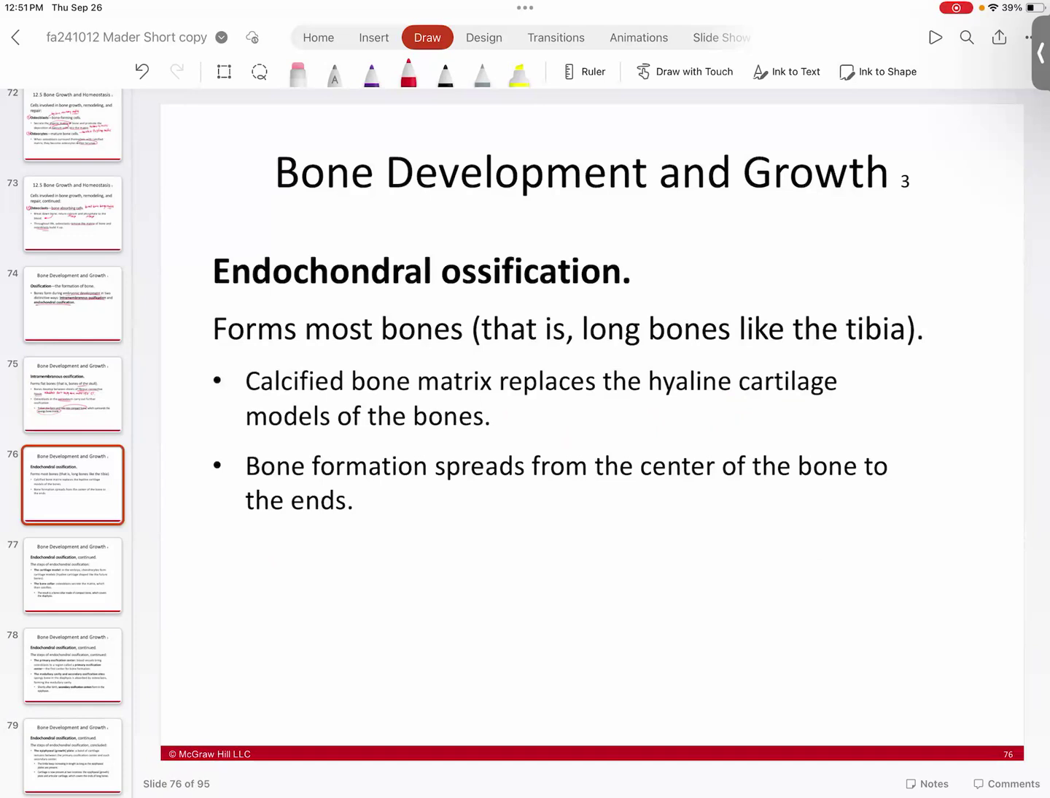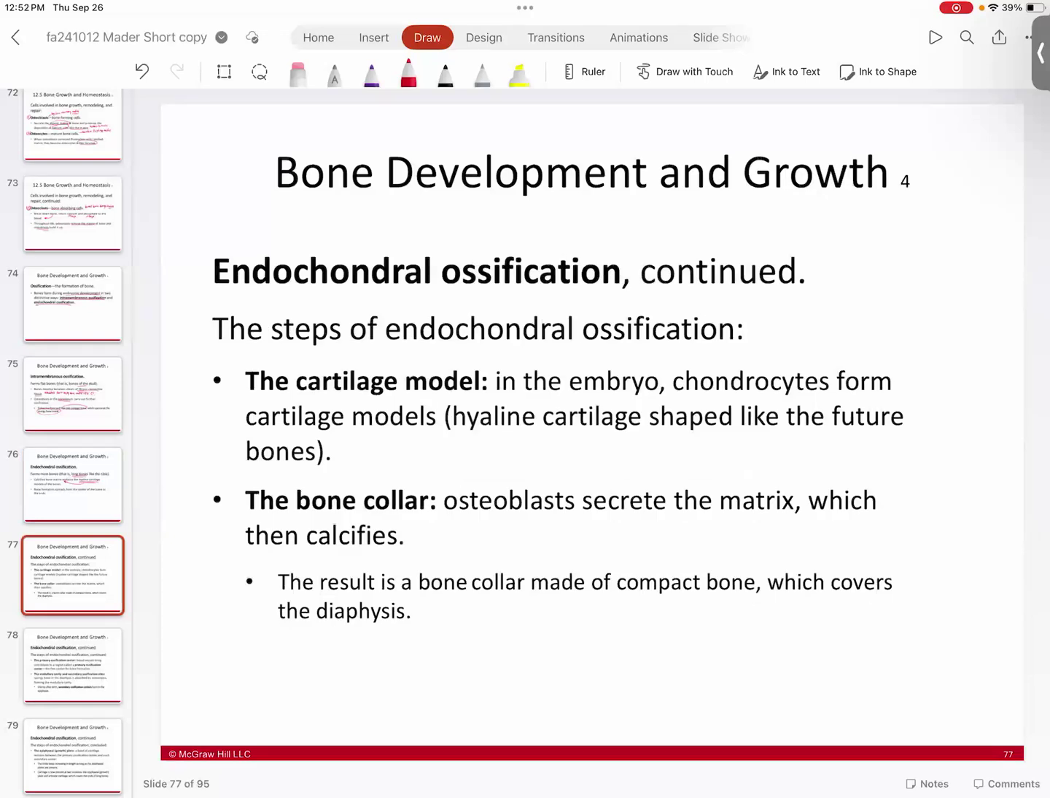Endochondral ossification is a little bit different. This forms most of your long bones, like your tibia and your femur. What happens here is you start with a cartilaginous skeleton that then gets replaced by bony matrix. This hyaline cartilage forms your skeleton when you're a developing fetus, and then that cartilage will be replaced by bone. It starts to spread from one center of bone to the next, and this gives us our cartilage model.